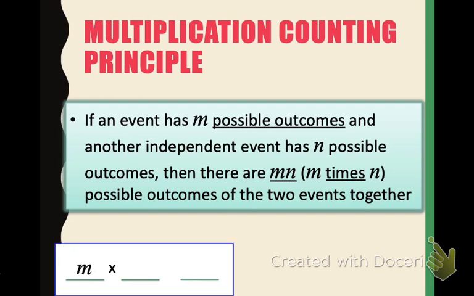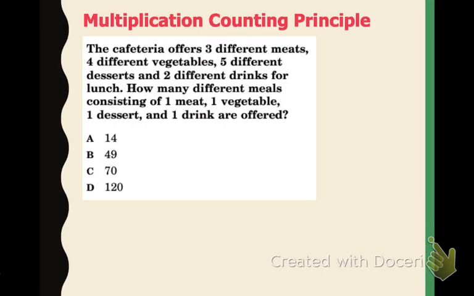So what that means is, for example, this problem. The cafeteria offers 3 different meats, 4 different vegetables, 5 desserts, and 2 drinks. That's a lot of options, so making a tree diagram is going to be a pain. Instead of having to make one, you can multiply all the different options together.